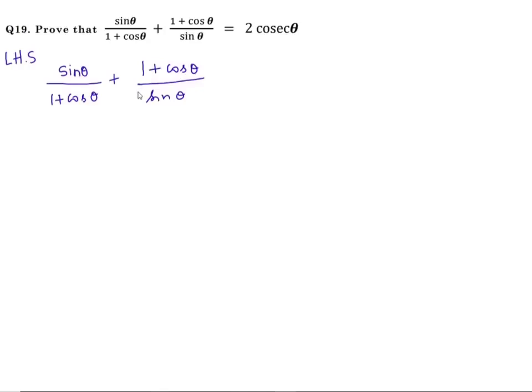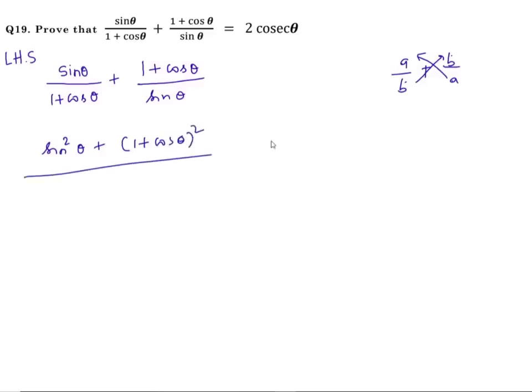Now take the LCM by the butterfly method, that is a by b plus b by a. Use the butterfly method, that is a into a is a square, that is sin theta into sin theta is sin square theta. The same way b into b is b square, that is 1 plus cos theta into 1 plus cos theta is 1 plus cos theta whole square, divided by b into a or a into b, that is sin theta into 1 plus cos theta. This you have understood. Sin theta into sin theta, sin square theta. 1 plus cos theta into 1 plus cos theta, 1 plus cos theta whole square. Write the denominator as it is.